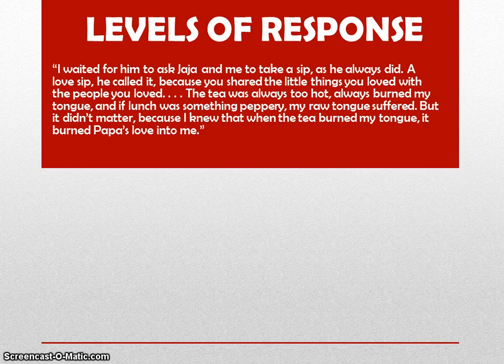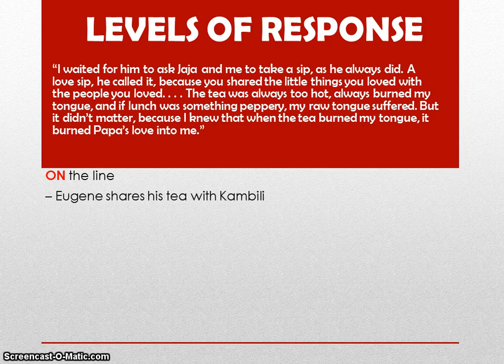So let's look at some examples of how we can look at this text on those three different levels. So if you're reading on the line, you would say, well, it's a text about how Eugene is sharing his tea with Kambili. That's what's happening in this extract.